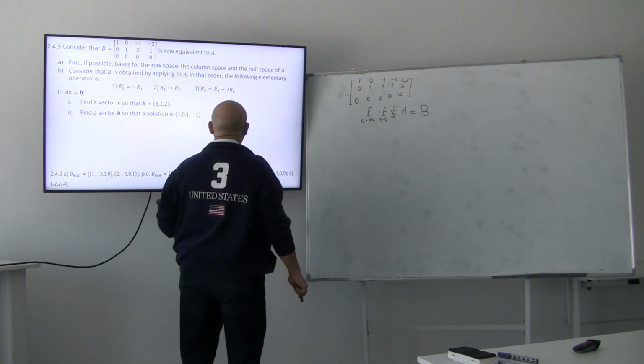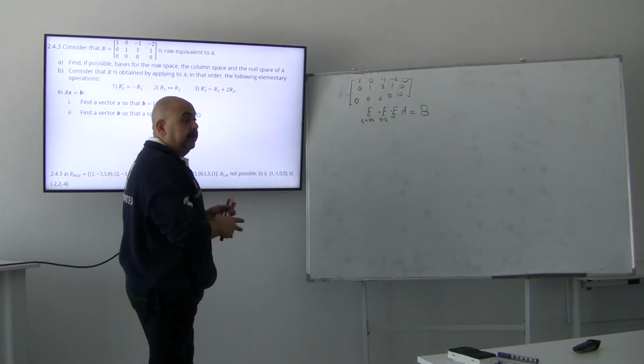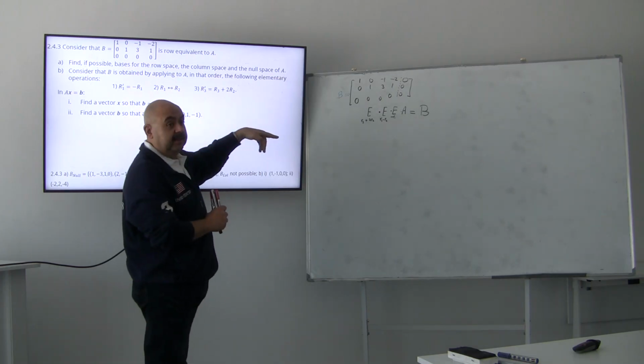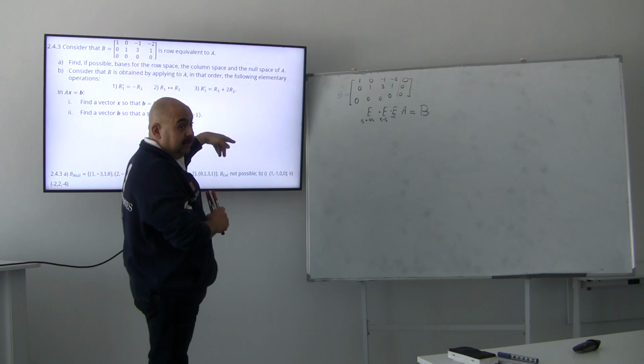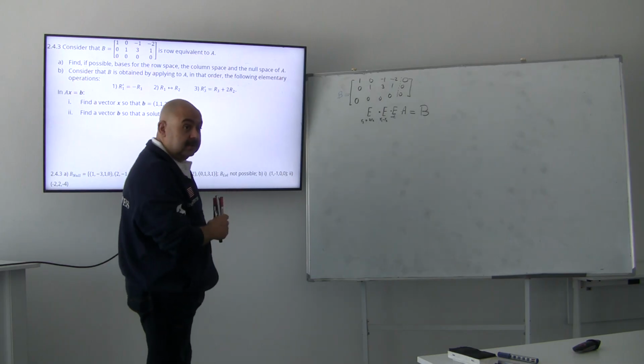Oh, perfect. Actually, not A, it's B, because I apply these operations to A and I will get B. Okay. Let's do it once more. Is it possible to get A from B? Yes. Yes, we will do that.